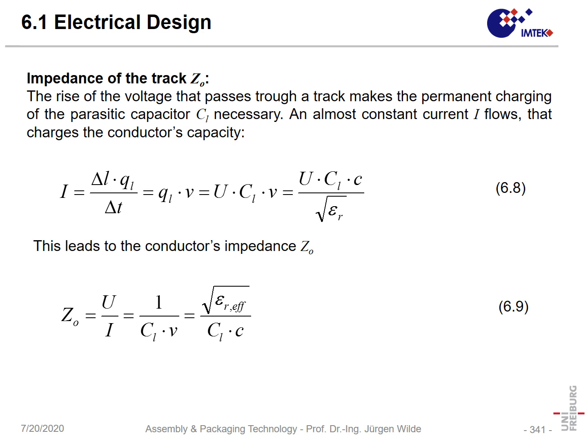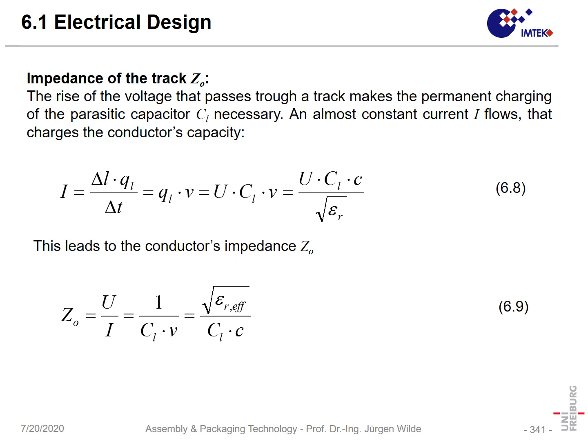On the other hand, the charge per length is proportional to the capacitance per length and proportional to the voltage you use here, for instance, 0.5 to 5 volt in typical electronic logic. And in that way, you can still replace the speed by speed of light divided by refractive index, and that leads to the conductor's impedance.